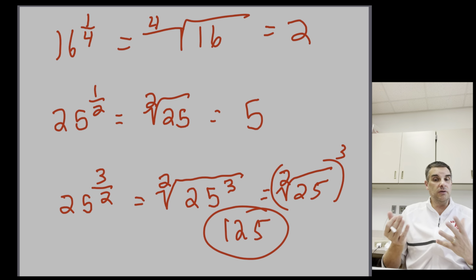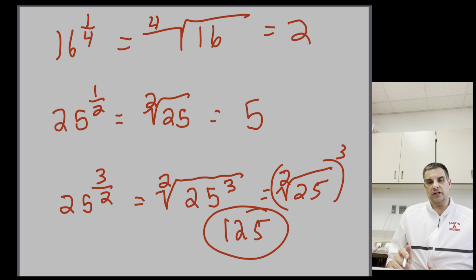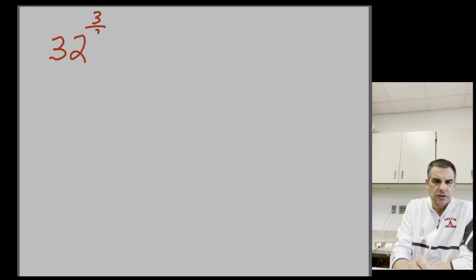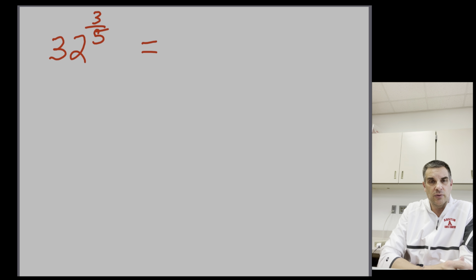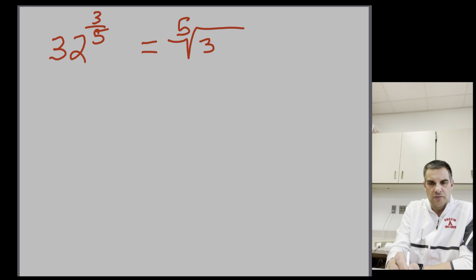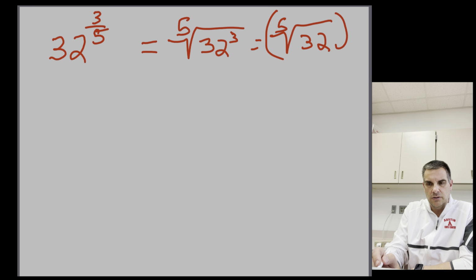And so even with fractions, we can interpret this. I don't necessarily want you to solve this one, but let's just think about what 32 to the 3/5 would look like if I was going to write it as a radical. Well, it would be the 5th root of 32 to the 3rd power.